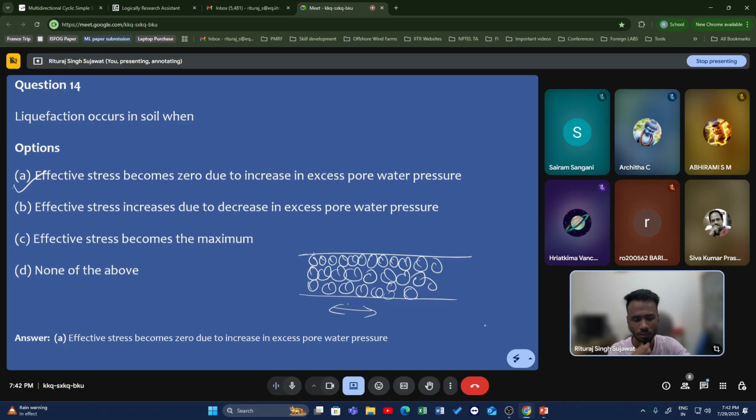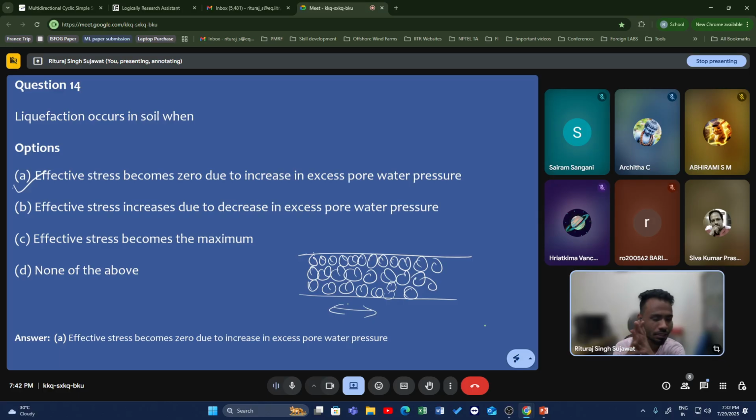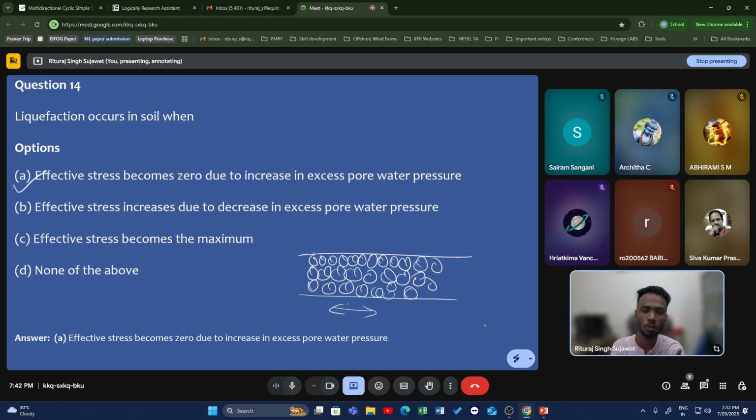Means, I'm not getting how the effective stress is becoming zero. Even though the water table increases, there will still be interlocking of the soil particles in between, so that won't lead to the liquefaction condition. The rising of the groundwater table alone won't lead to liquefaction. The rising of the groundwater table, coupled with some dynamic loading, will lead to the liquefaction process.